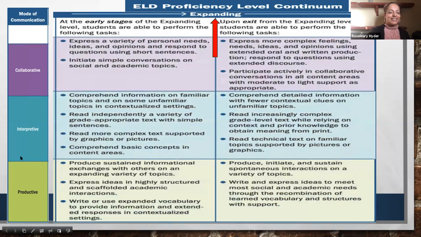So expanding students are at the early stages of expanding. Again, one of the things that we want to highlight is, do you know the students on your roster? Because it says EL, what level are they at? You also don't want to dumb down curriculum. And then you also don't want to give not enough support or too much support, depending on what level they are at.